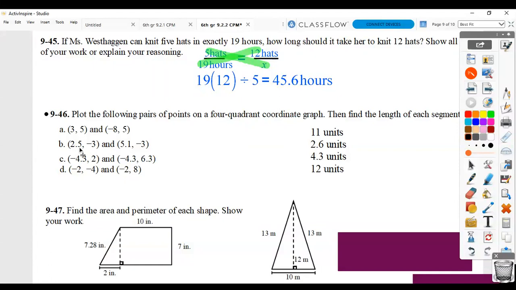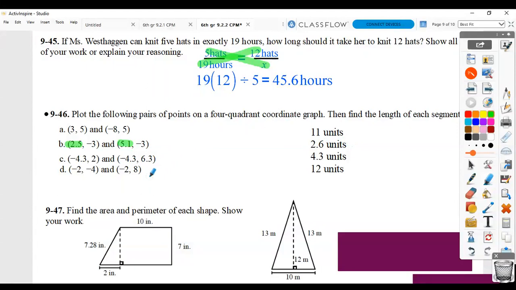Those would be approximate. But in terms of finding the distance between them, we can find that exactly because the negative 3 units are the same. So really we want to know what is the distance between 2.5 and 5 and 1/10. Since they're both on the same side of 0, we're just subtracting them to get that 2 and 6/10.